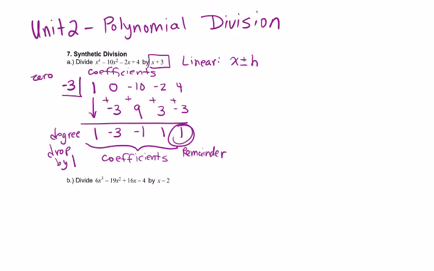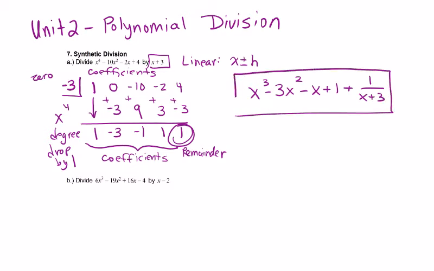So what does that mean? The original graph started with an exponent of x to the fourth. So we're going to take that and drop that by 1. So this is going to become 1x cubed minus 3x squared minus x plus 1 plus a remainder of 1 over x plus 3. And this is our polynomial division.